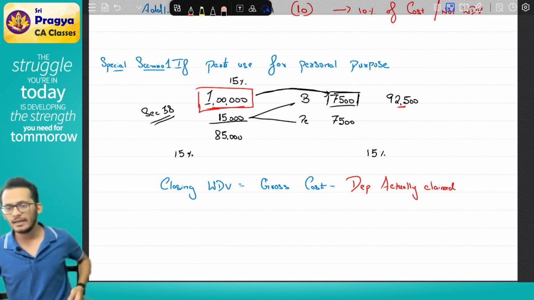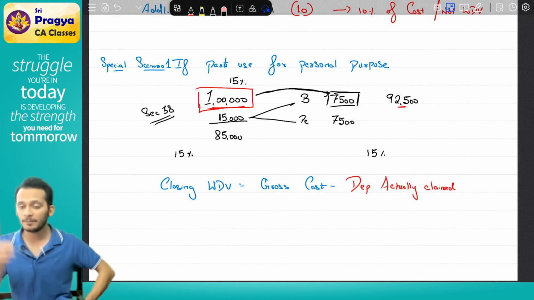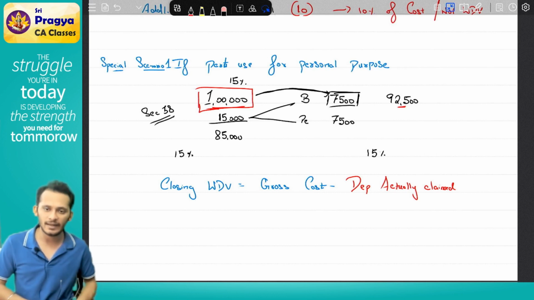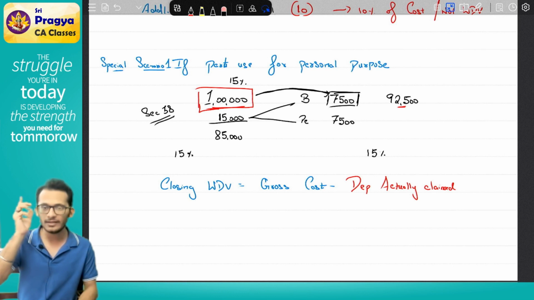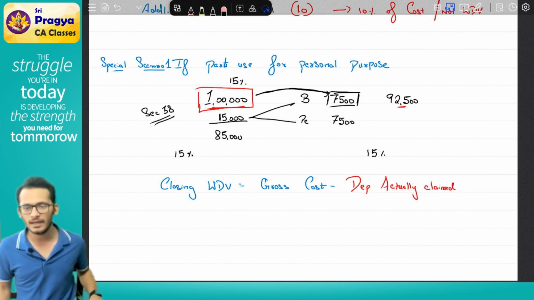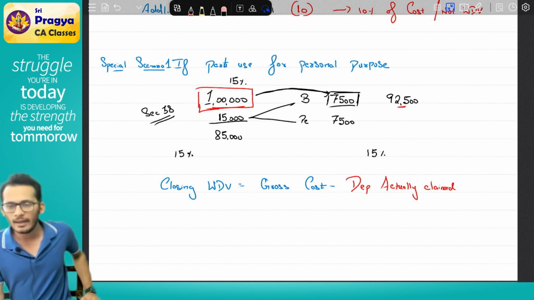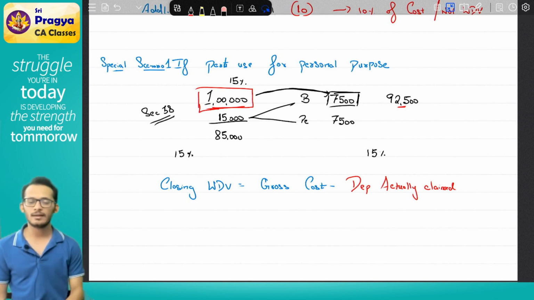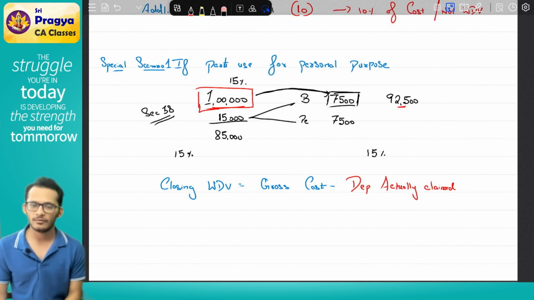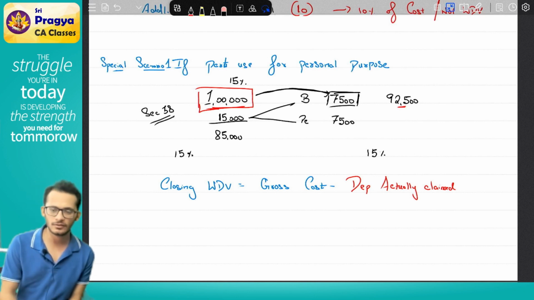ITR 6 does not permit your 92,500. ITR 6 only permits 85,000. If ITR 6 is permitting 85,000, next year's carry forward will only be 85,000, so next year you will also claim on 85,000. So in the practical world, people do not claim the 7,500. It goes as a permanent loss.